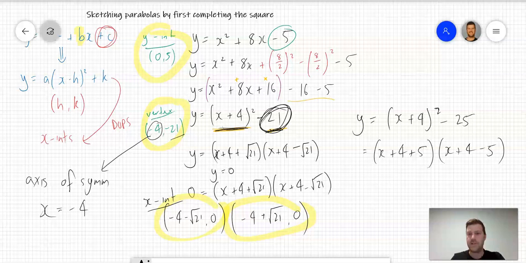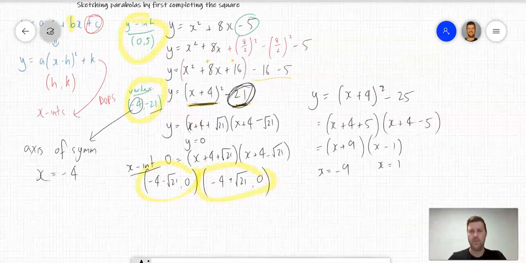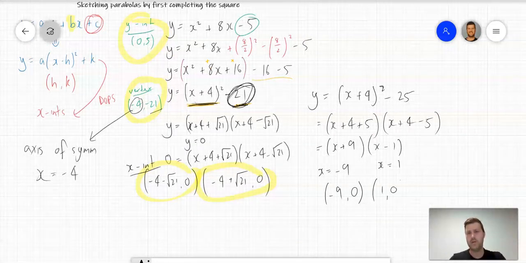All right, and then we can actually collect these like terms or these constant terms, which gives us x plus 9 and x take 1, which gives me two x-intercepts of, in this case, again, substitute y equals 0, use the null factor law, x would equal minus 9, or x would equal positive 1. All right, I'm giving you the coordinates of minus 9, 0, and 1, 0.